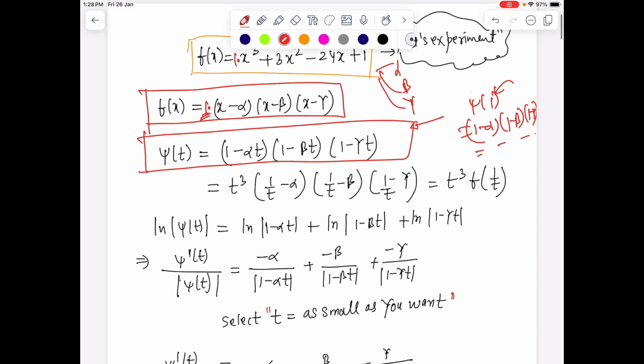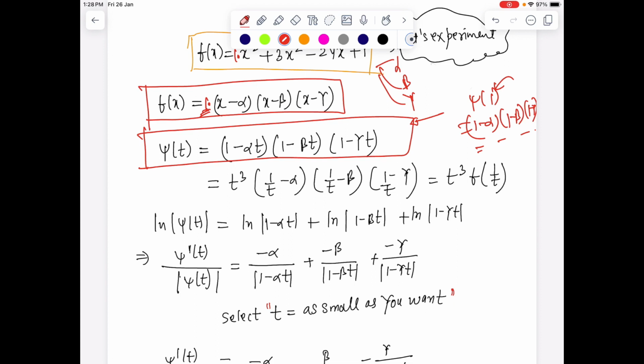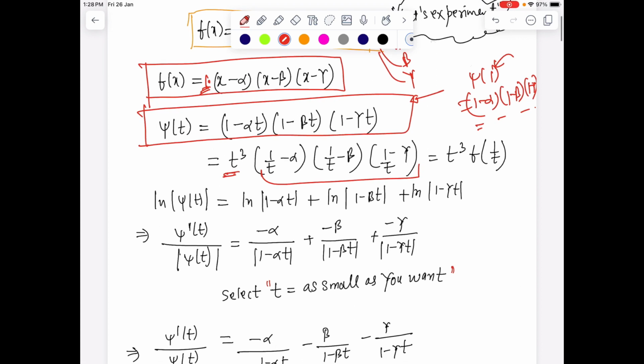So clearly, if I define psi t like this, the motivation is that x minus alpha, x minus beta, x minus gamma kind of behavior is captured. So psi t can be written, after taking t common, as t cube times this quantity, which is nothing but f of 1 by t. Now we'll try to differentiate this expression. You'll understand why we are doing so, because it gives an invitation to GP, and GP will give an invitation to alpha, alpha square, alpha cube, alpha 4, so powers of the roots will appear.